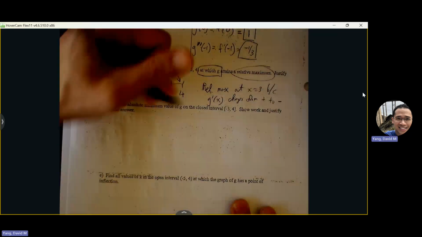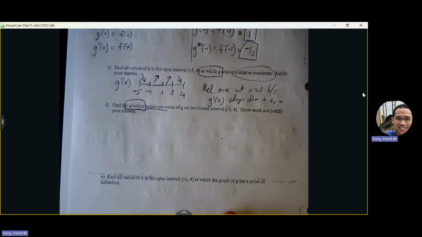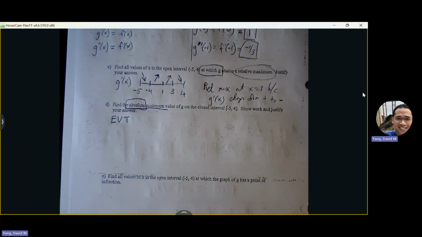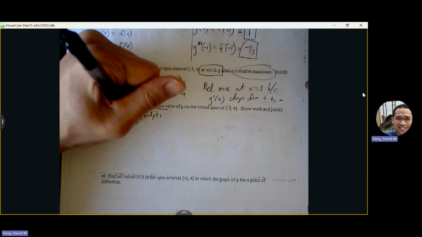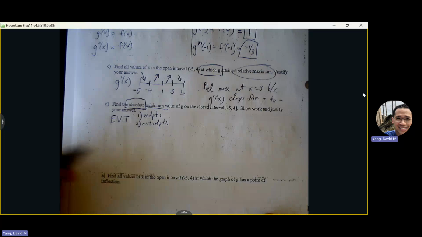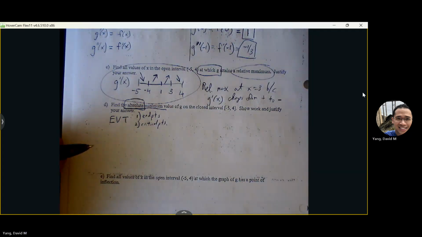Okay, part D, find the absolute minimum. Anytime we see the word absolute, that's extreme value, right? So this is applying EVT here. So this is kind of first semester meshing with second semester here. Extreme value theorem says, if I want to find the absolute max, absolute min, I have to consider endpoints and critical points. And if I want to find critical points and endpoints, I'm just needing to pick off of my G prime sign line. So I just have to test those points.